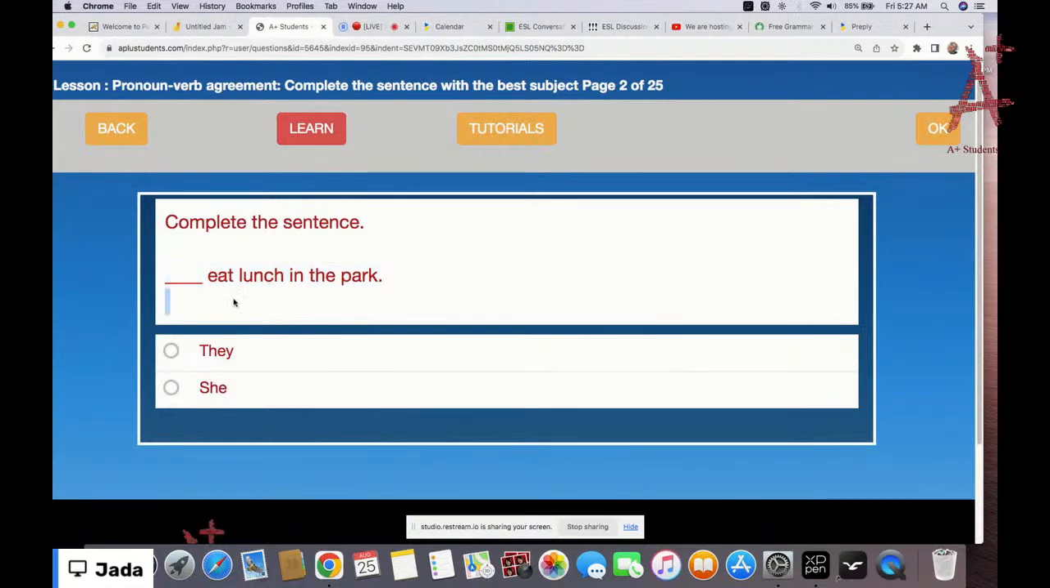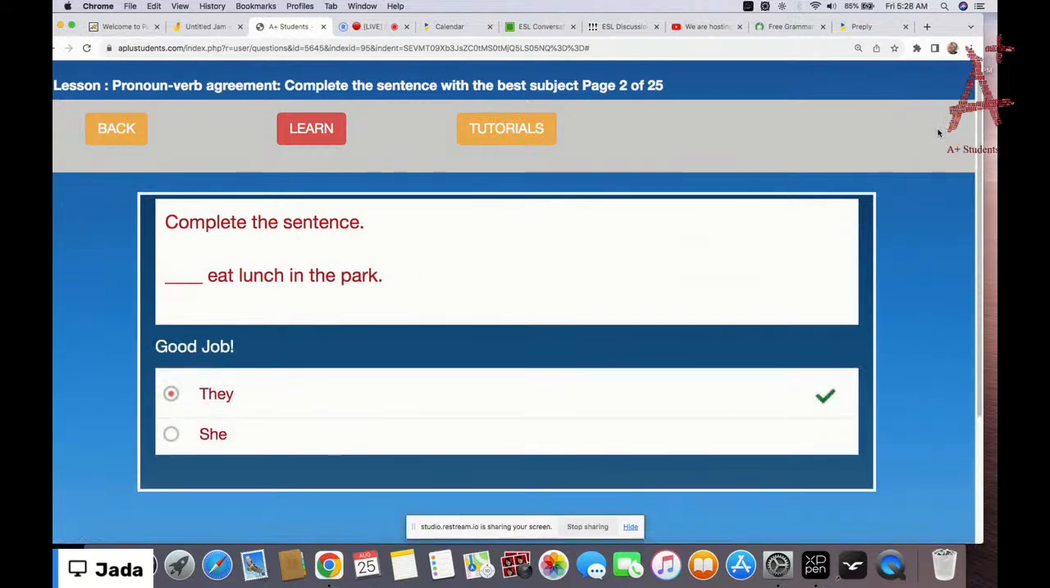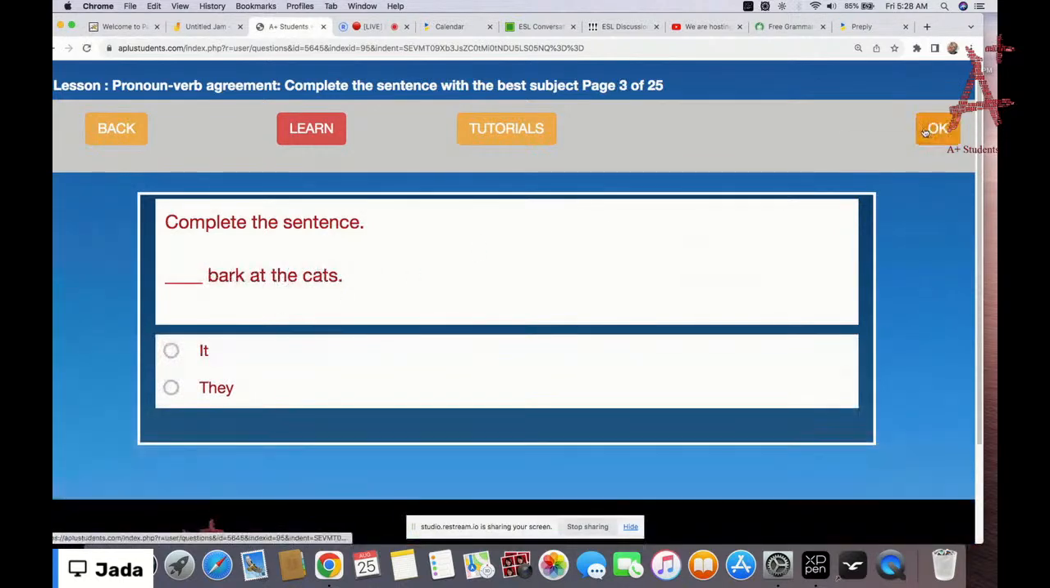Dash eat lunch in the park. So the verb eat does not have an S added to it. So it's going to be a plural subject. Dash barks at the cat. So bark, because we have bark and we don't have S added to bark, is going to be they bark.